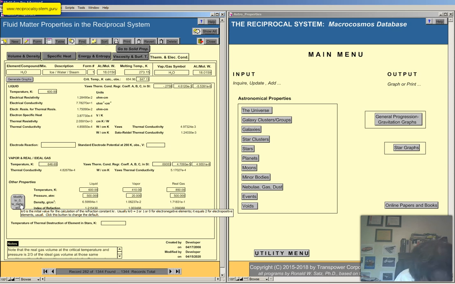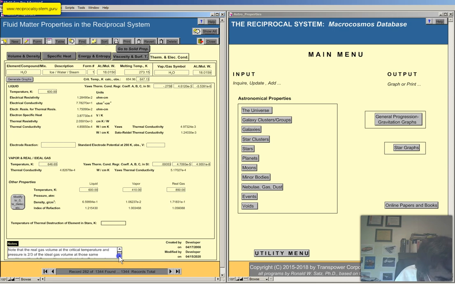Let's just see, yeah. Click the button to change the default values. You probably shouldn't have to change that. Temperature, thermal distribution of elements, stars, well, it's not. This box is only for elements. Okay. And of course, the notes are the same as before. I should be able to go down. Okay. Yeah, same.